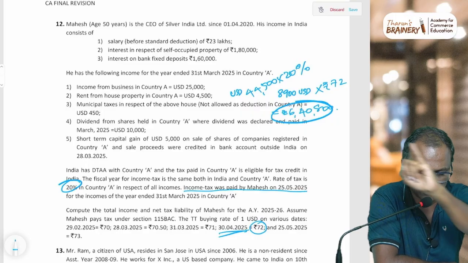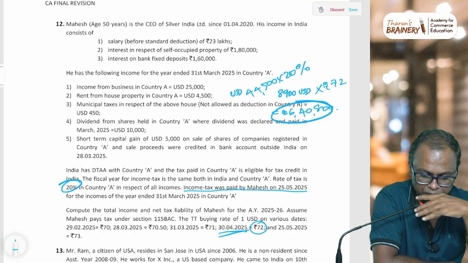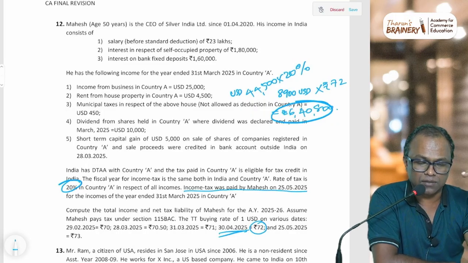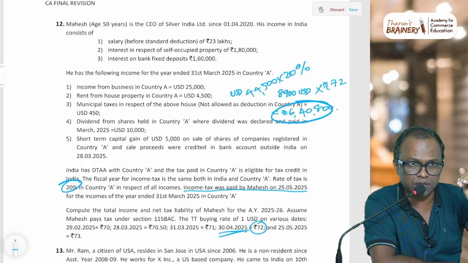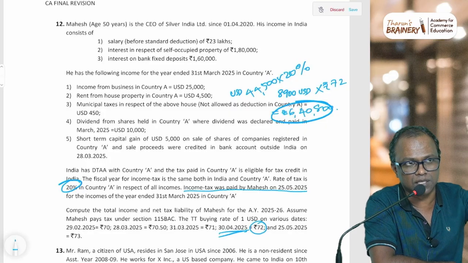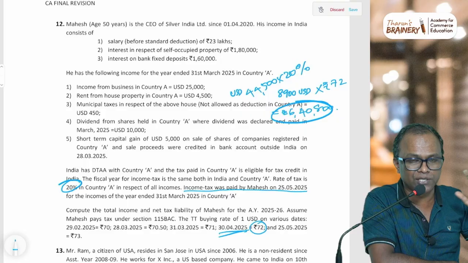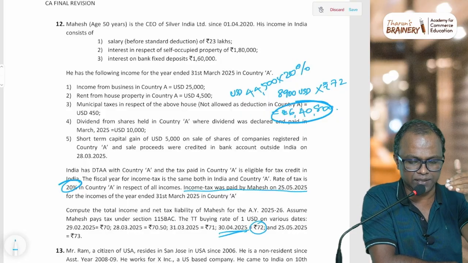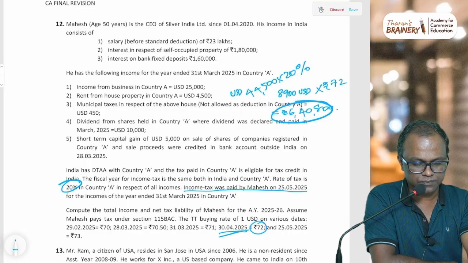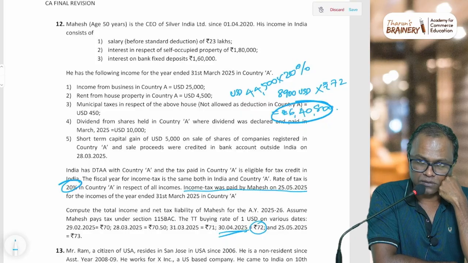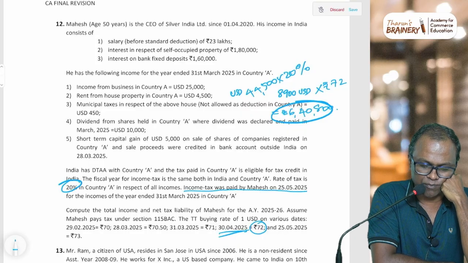Okay. Now we are going to compute the house property. Always try to keep the order: salary, HP, PGBP, capital gain, IFOS. For the exam, they are looking into that order, right? Try to keep that order. First is salary, 22 lakh 25,000. And second, HP. We are doing HP. So rent from house property in country A, US dollar 4,500.